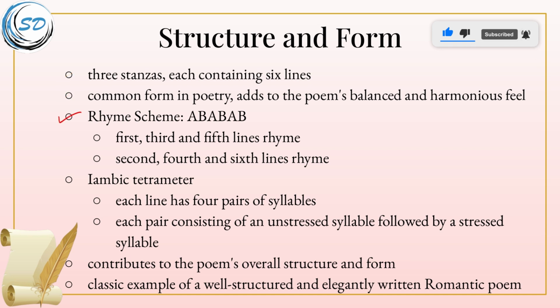The rhyme scheme in each stanza follows the pattern AB, meaning that the first, third and fifth lines rhyme with each other, the second, fourth and sixth lines rhyme. This regular rhyme scheme contributes to the poem's musical quality.